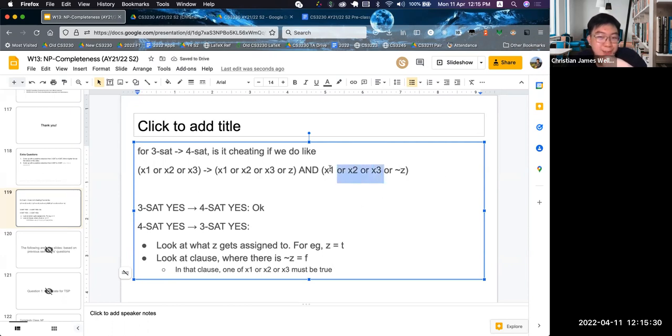One of these things must be true. So in a sense, this is how we force this thing to be false so that one of these other things must be true. Take note, it doesn't really matter what this clause is doing. We just focus on this thing. And the fact that this negated z is false, therefore one of these other things must be true so that the original 3-SAT input must be satisfied as well.